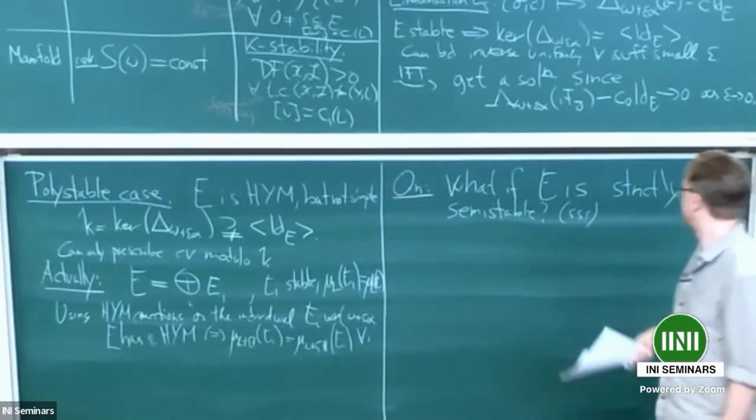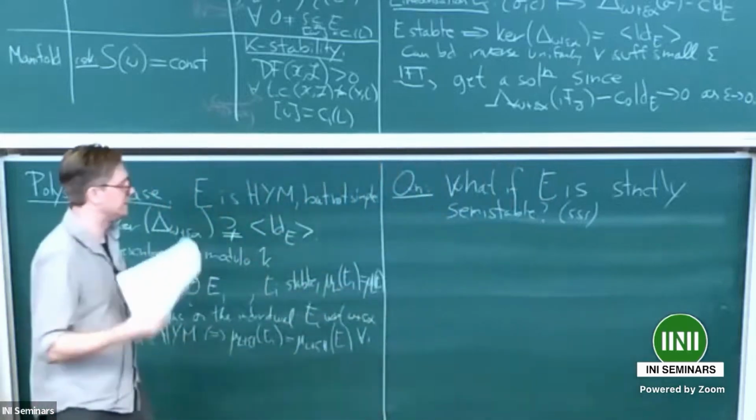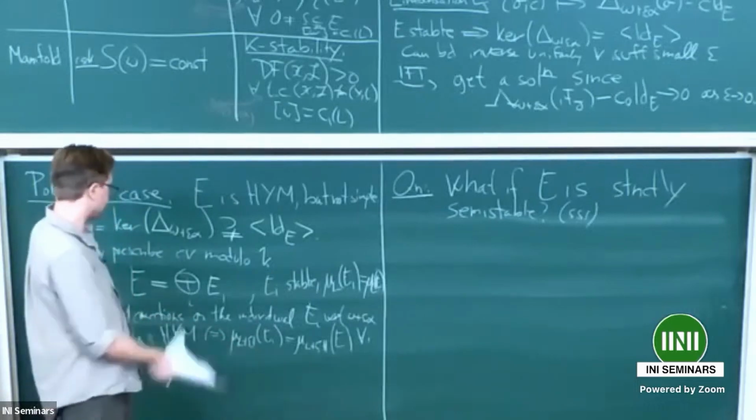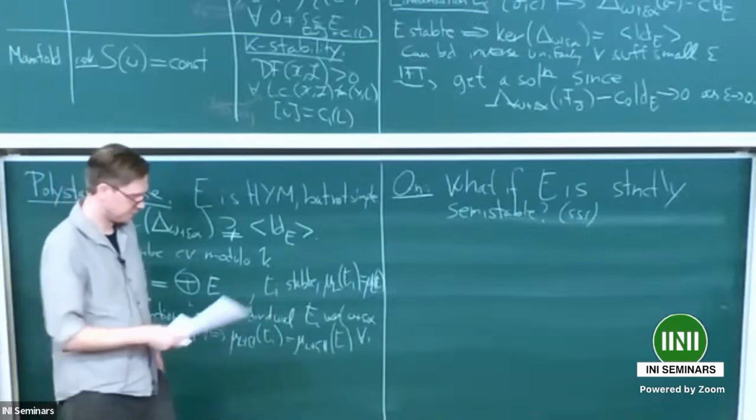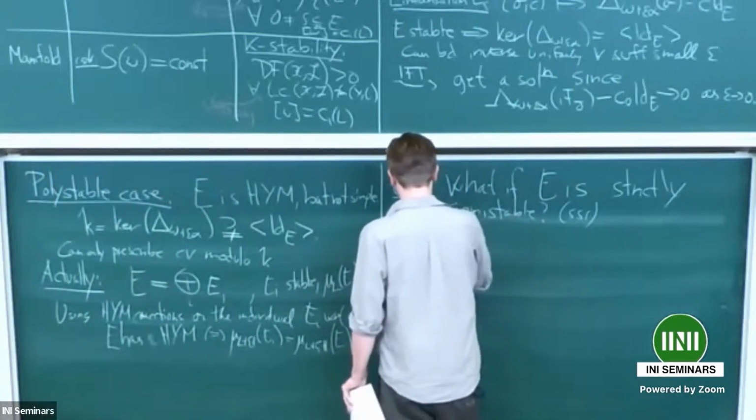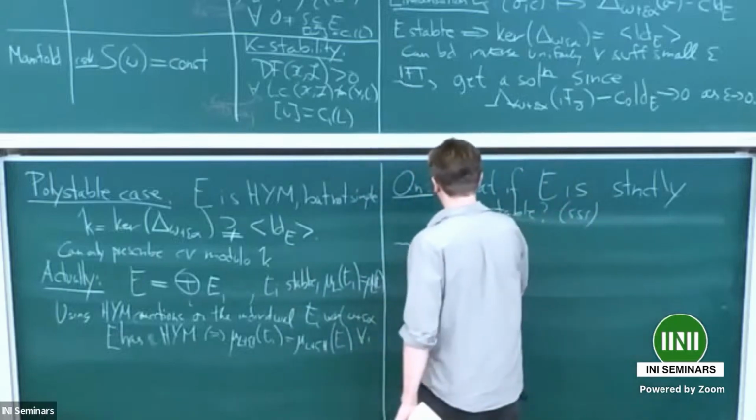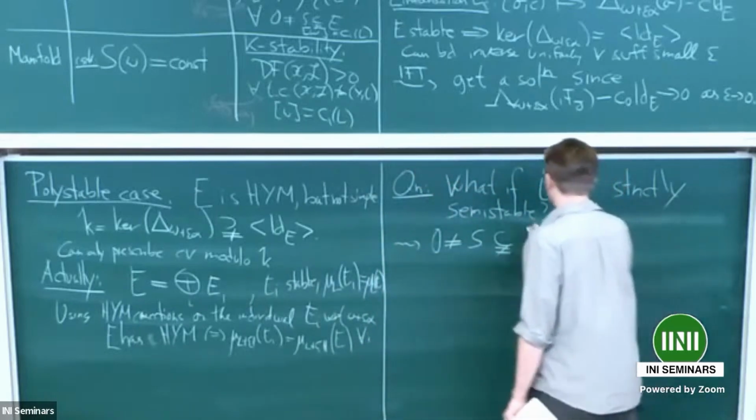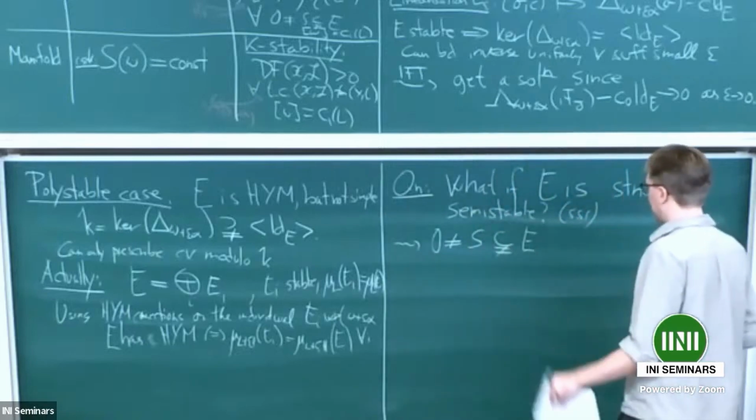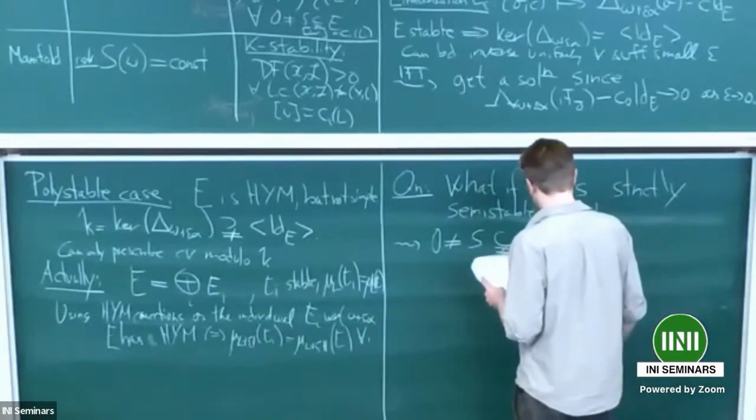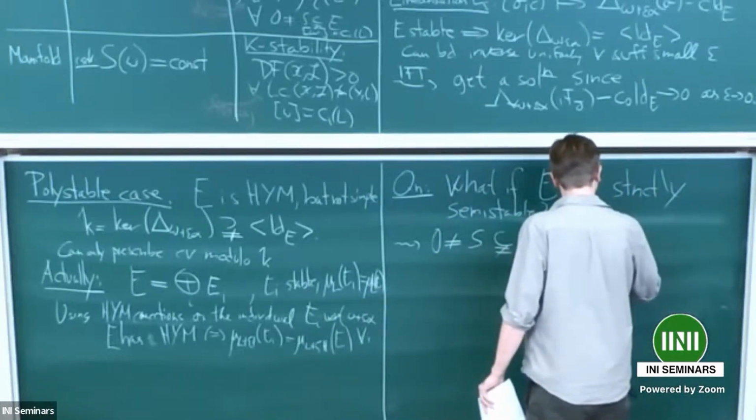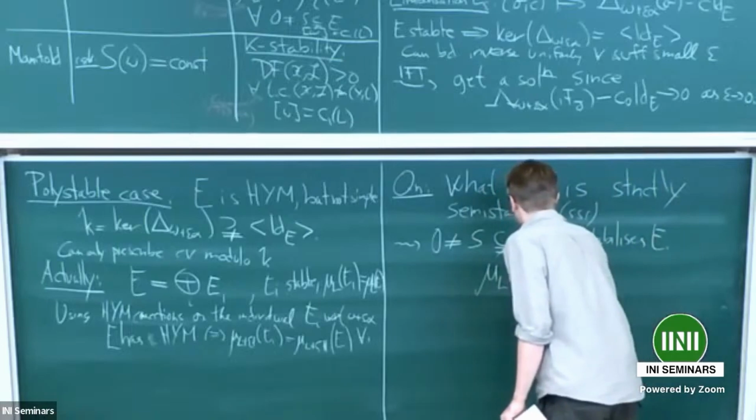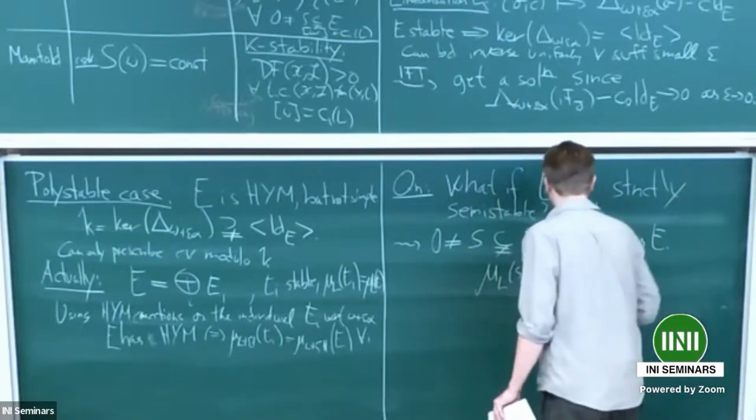So now I want to focus on when E is strictly semistable, and what I mean by that is that E is semistable but not polystable. So it's destabilized by something, but it doesn't split like that. So under this assumption, we have a non-trivial subsheaf really, but I'm going to assume it's a subbundle S that destabilizes E. Since it's semistable, that means that the slope of S is the same as that of E.